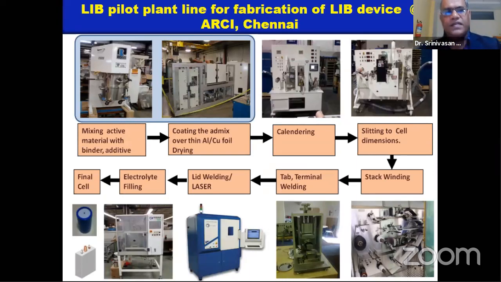This slide shows the facility which we have established at ARCI Chennai, for the complete fabrication of the battery. We start with the powder, which is mixed with the binder and additive, and then we do the coating on the current collector, and then we do densification by calendering. According to the length or width of the battery, we do the slitting of the electrode, finally do the winding, and for the terminal we do the welding. Finally, we do electrolyte filling, and after this is the cell we have fabricated at ARCI.